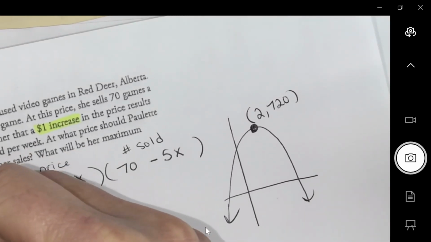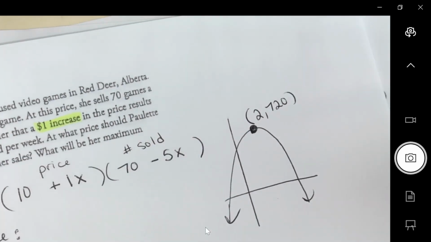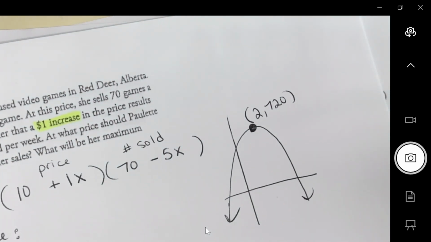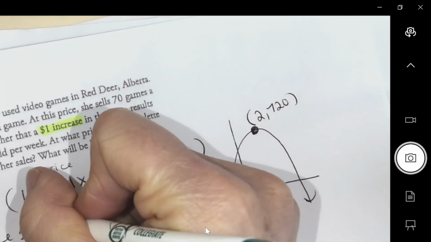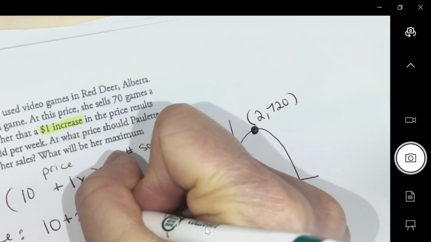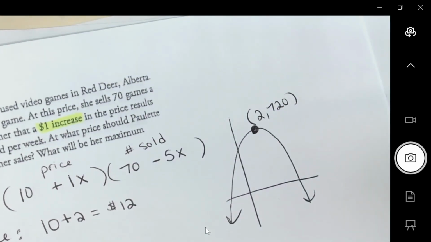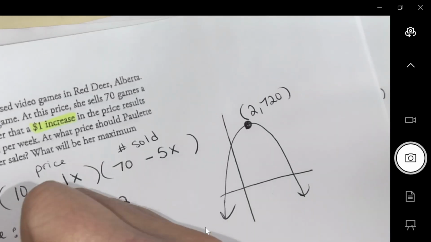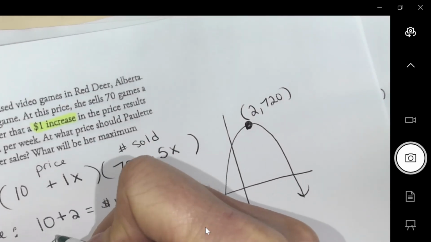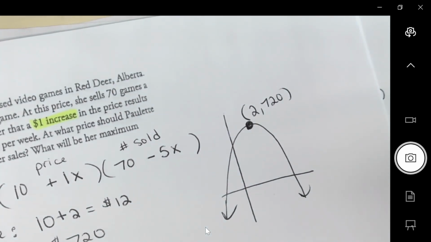Okay, 2 questions. First one was, what's the price? The price is not $2. The 2 is helpful, but that's not the price. What do I have to do? I'm increasing by 2. So 10 increased by 2 means the price of the games, you're going to do a $12 game. And the other question was revenue, which is 720. So that one is just that.